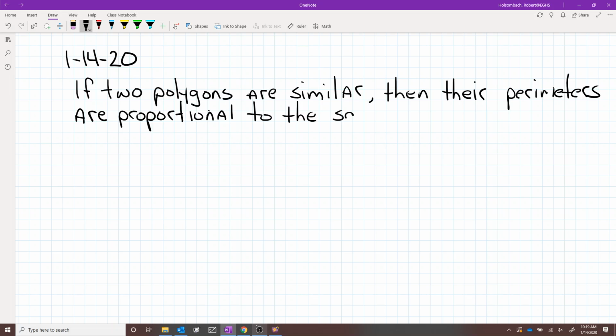What is that word? Perimeters. To the scale factor between them. So yesterday you used scale factor to find missing side lengths, and now you can also use it to find perimeter.